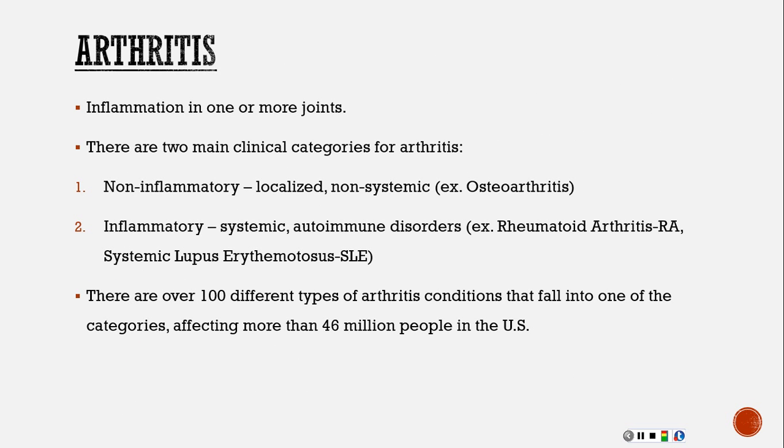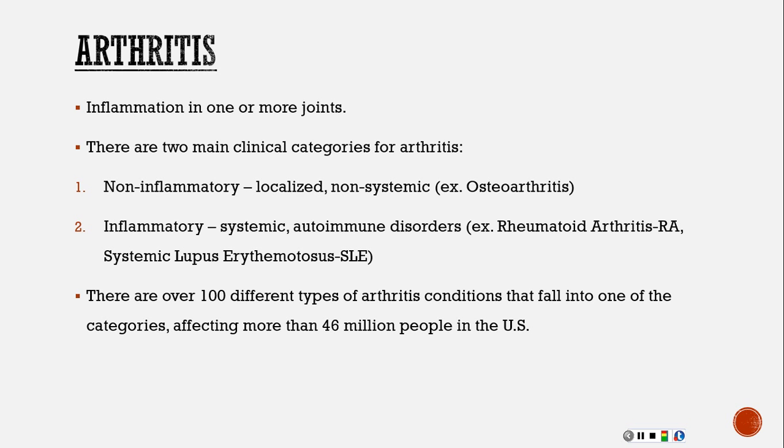There are 2 main clinical categories for arthritis. Non-inflammatory, which is osteoarthritis. It's localized and non-systemic. If you do a lot to, I was a catcher and played baseball. I was a catcher, so my knees are shot. I had a lot of work on my knees, going up and down during baseball, and so my knees have a lot of, I don't know if it's osteoarthritis, but I expect that coming down the line. I'm going to have that.